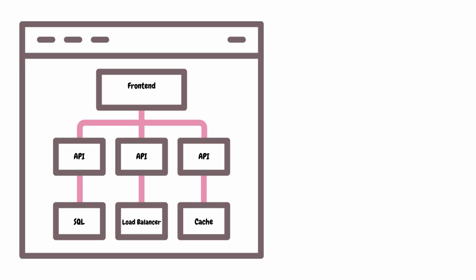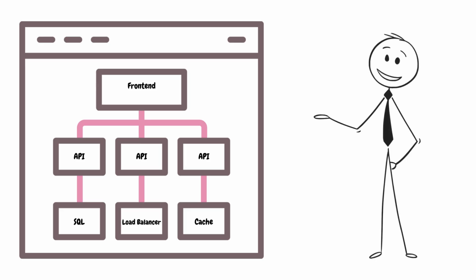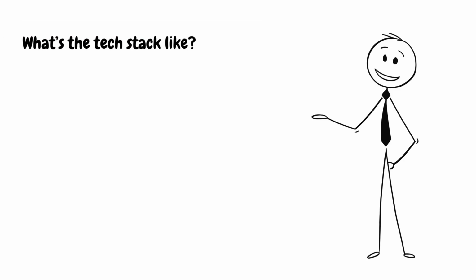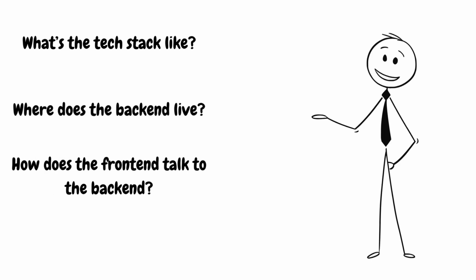to the technical bit. The first thing you should do is look at the architecture. Again, it always helps to have someone give a quick rundown of this. Doesn't have to be in detail, but a high-level overview of the infrastructure will help answer questions like, what's the tech stack like? Where does the backend live? How does the front end talk to it? And what are the main moving parts?